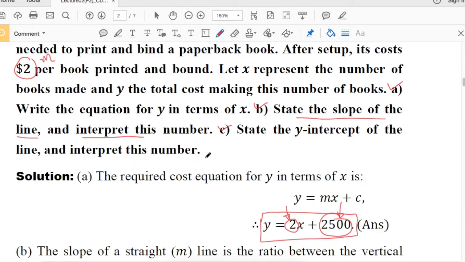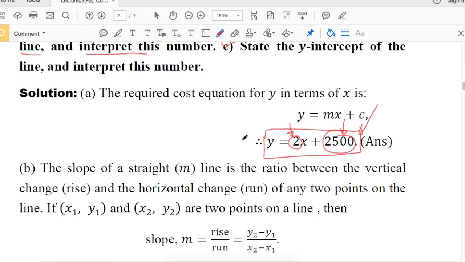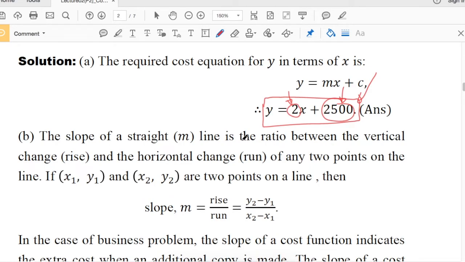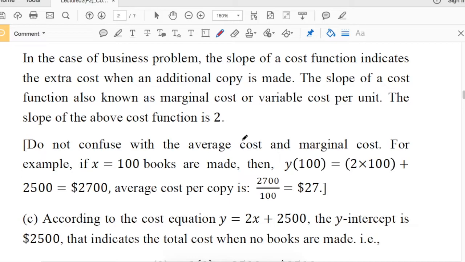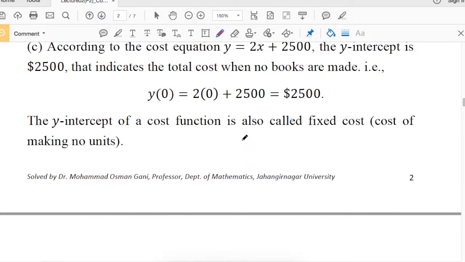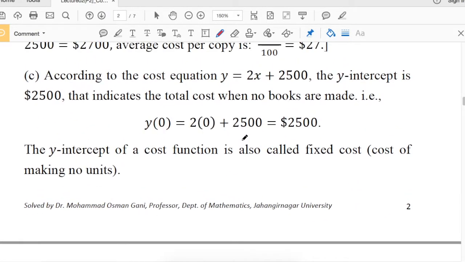And interpret this number. What is the interpretation of this number? This number indicates fixed cost, which is the cost of making 0 books. So the detailed solution of this problem you will see here in this sheet. So just have a look by yourself and try to understand the detailed solution. Although the solution I mentioned here is fine.